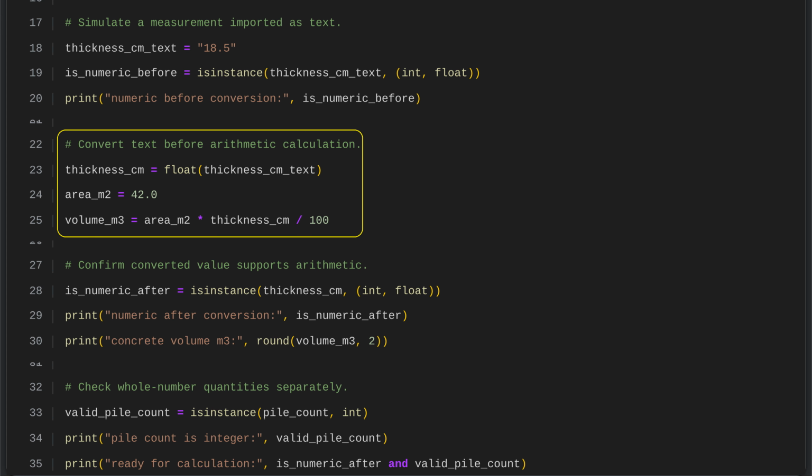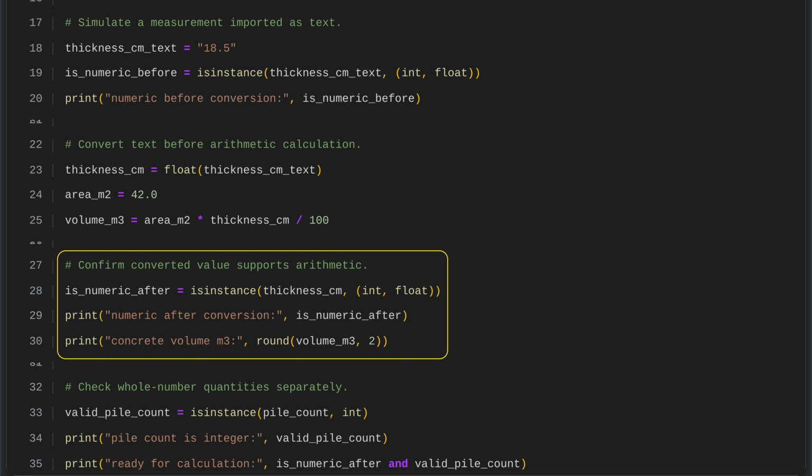Convert the thickness from text to a number so it can be used in calculations. With the area set to 42 square meters, find the volume by multiplying the area by the thickness, then dividing by 100 to convert centimeters to meters.